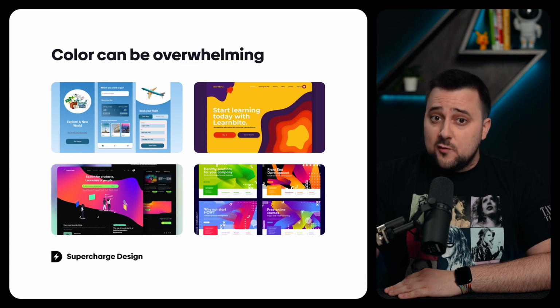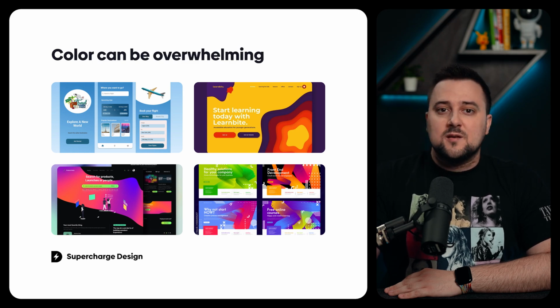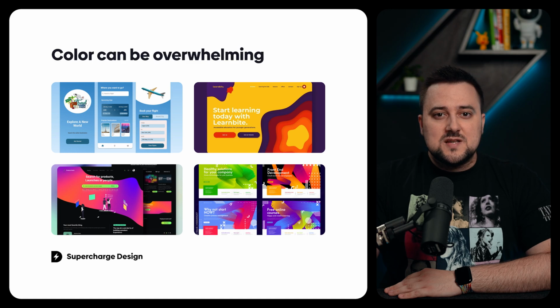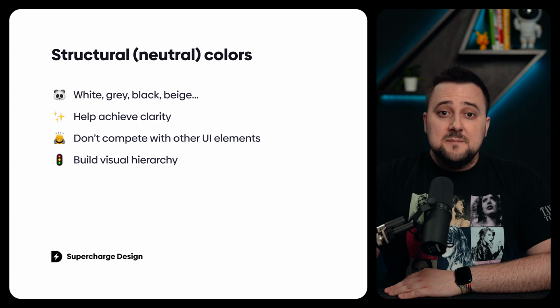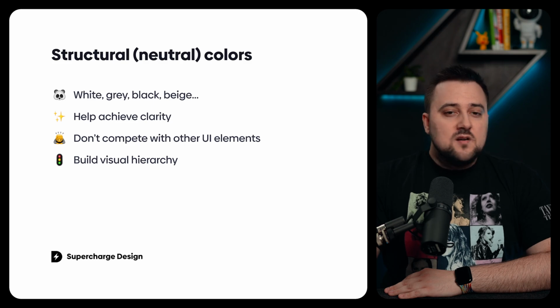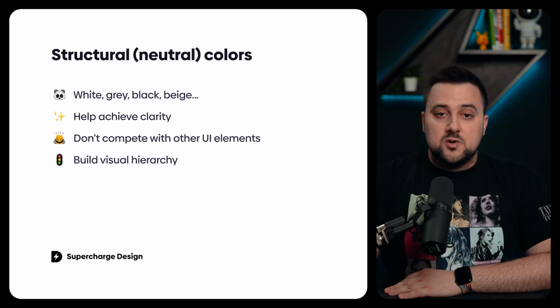Well, in this lesson, I want to explore the topic of neutral, gray shades, and shed some light on why structural, neutral colors are important for UI design purposes. Firstly, let's define what I mean by structural, neutral colors. These are colors such as white, black, gray, and beige. They are often used as the background color or a base color for UI elements.